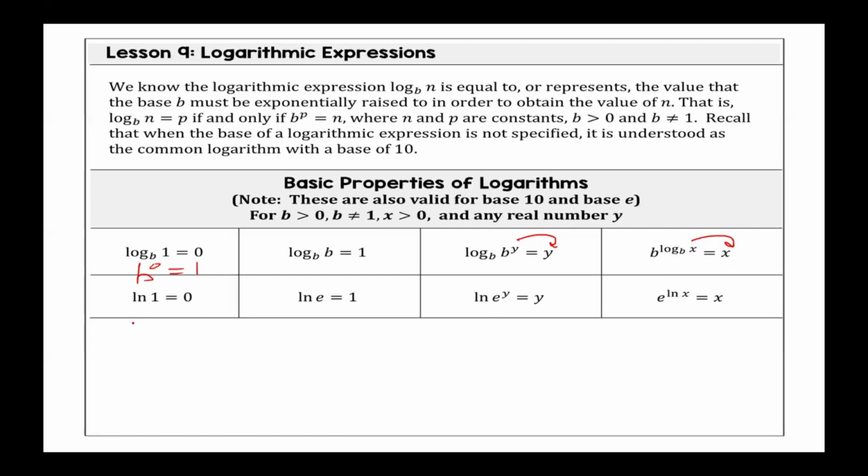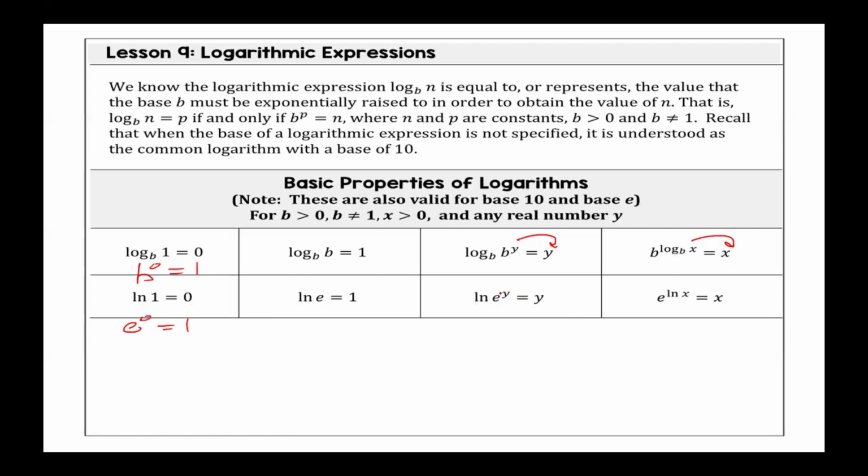Natural log, remember, just means that you're using e. So natural log of 1 equals 0 means e to the 0 equals 1. Okay. Natural log and e are inverses of each other. And when you multiply inverses together, they're going to equal 1. So that's our inverse situation here. And then all the other rules are the same.